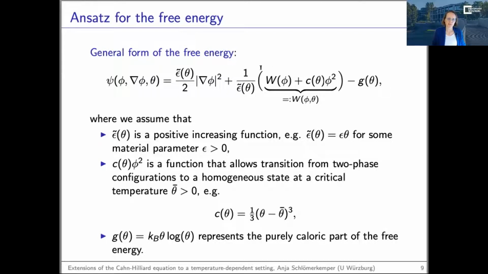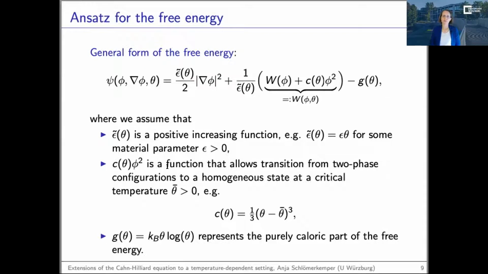Moreover, we want to allow the double well potential to be modified when the temperature is increasing. Here we made a simple assumption: the bulk energy W of phi and theta is of the form double well potential plus a polynomial in phi, just phi squared, multiplied by a factor C of theta, a function depending on the temperature. The idea is that at high temperatures we could have a potential with just a single minimum, whereas at low temperature we are thinking of a double well potential. The epsilon tilde of theta is a positive increasing function. What we will assume later, also in the analysis, is the simplest shape, epsilon times theta, for some material parameter epsilon bigger than 0.